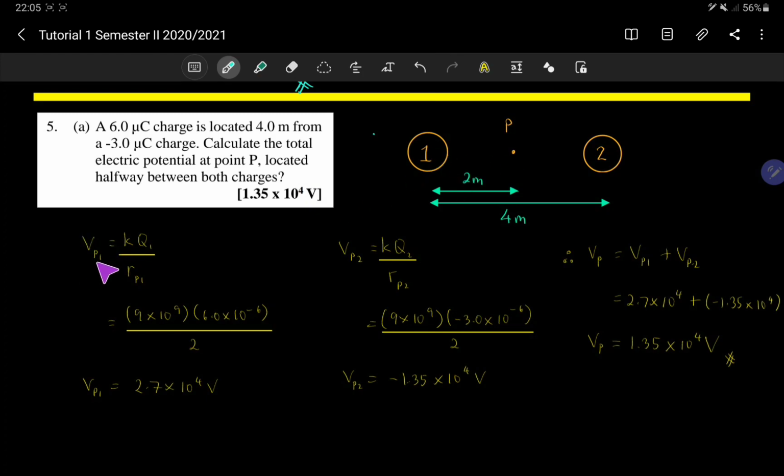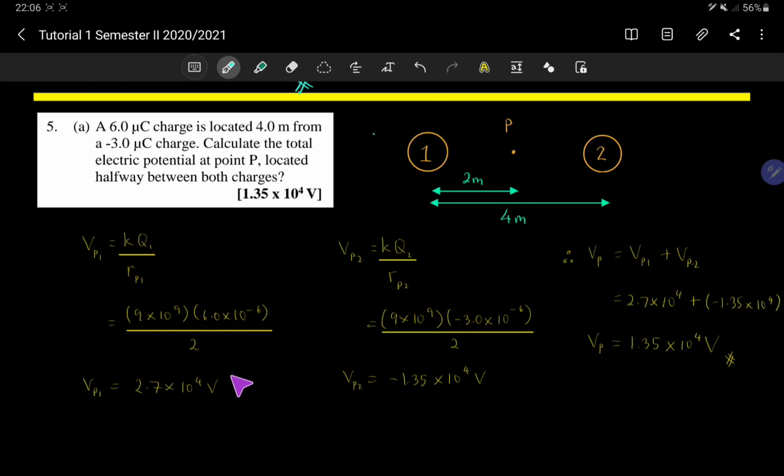Okay, so for the first one, V on P by the first charge, VP1, equals KQ1 over RP1. K is just a constant, 9 exponent 9. Q1 is the charge of the first charge, which is 6 microcoulomb, 6 exponent negative 6, over RP1. The separation now is 2 meters. So you will get VP1 equals positive 2.7 times 10 to the power of 4 volt.